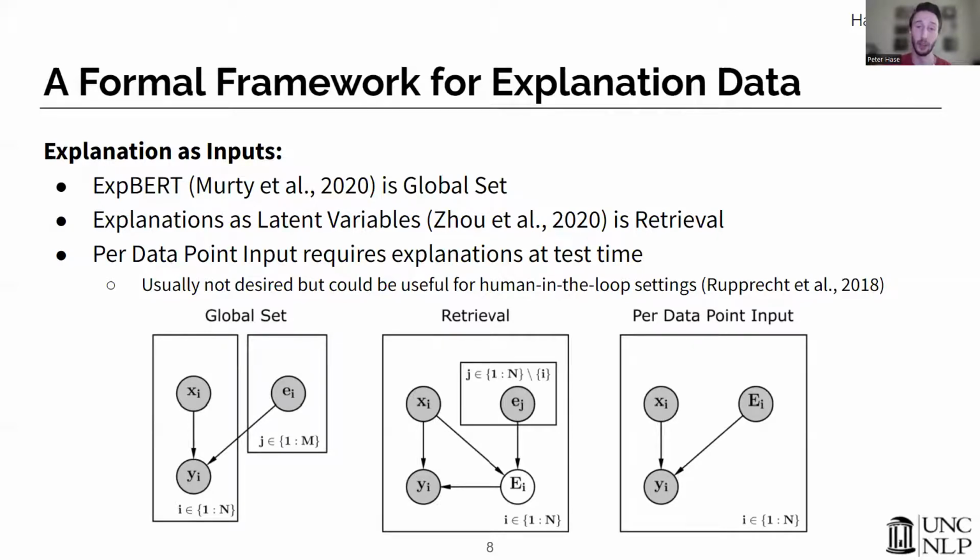We characterize a few papers as using per data point inputs, meaning they do use explanations at test time. These approaches only really make sense if you're willing to collect explanations at test time too, which could be reasonable in a human-in-the-loop setting, for example.